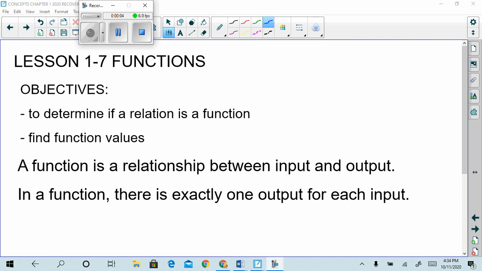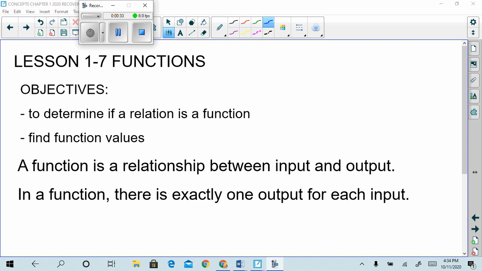Hi everyone. If you recall, last week we were working on relations, and in a relation we found out some key terms that we were discussing. We talked about input and outputs, domains and ranges, and we talked about these x and y values. So today we're going to take it one step further, and we're going to see that sometimes a relation is a function, and then we're going to find values for functions.